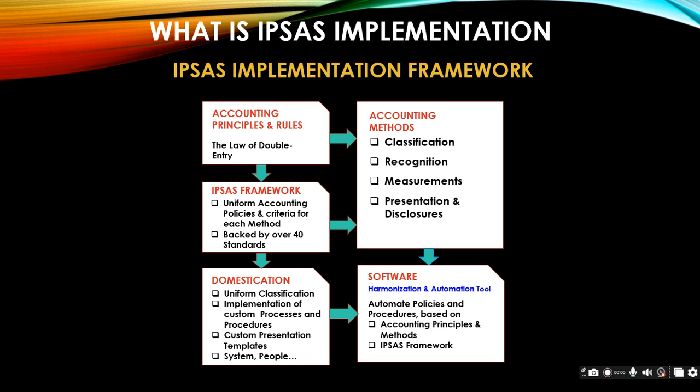So the next layer in the implementation framework is the domestication. Domestication is all about taking the classification and the presentation layer and customizing it for the requirement of the local jurisdiction where IPSAS is implemented. It also takes care of custom policy that the government has put in place. As I said earlier, the result of that customization or domestication is the National Chart of Account, the IPSAS National Chart of Account.